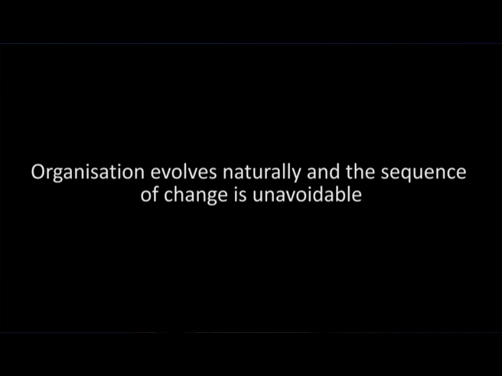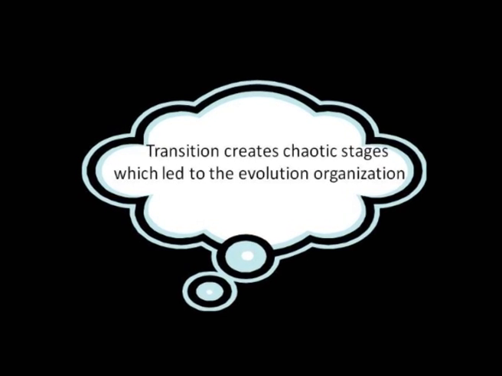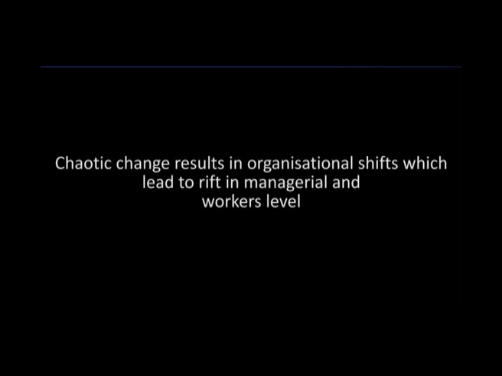Unlike induced change, the autonomous change occurs on its own without the help of an external force. Under this change, internal dynamics are at play. Here, the organization evolves naturally, and in some cases, the sequence of change is unavoidable. At times, the transition may create chaotic stages which lead to the evolution of the organization in multiple unexpected ways. A smooth transition will result in the organization's evolution from an informal startup to a more professionally managed institution. However, chaotic change results in organizational shifts which lead to a rift at managerial and worker levels.